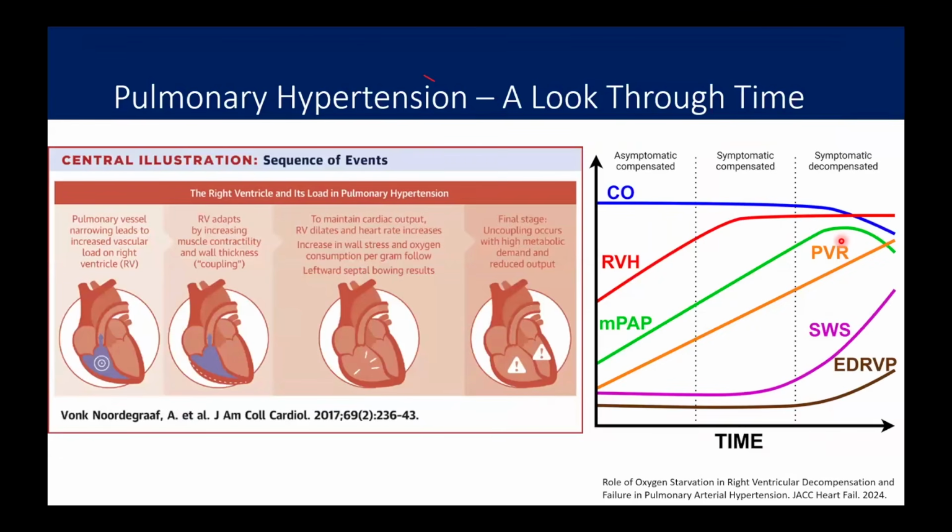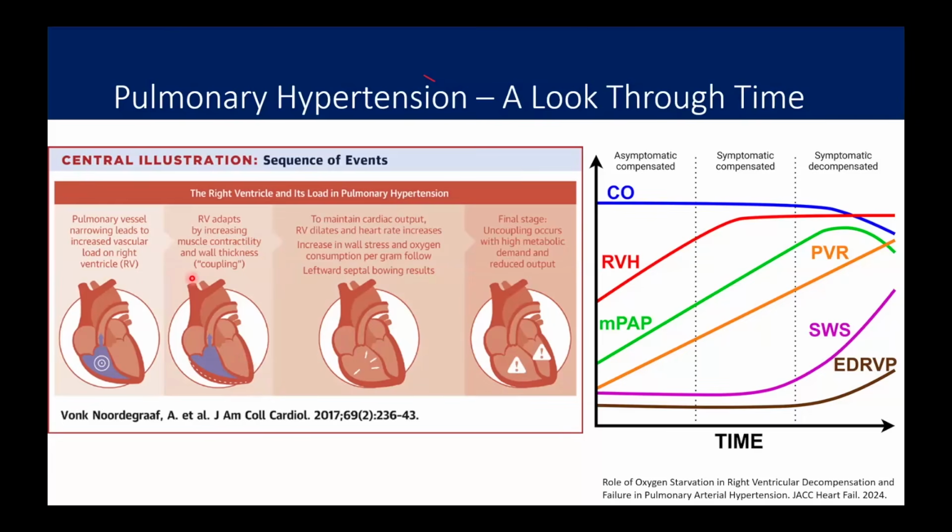So PH is fundamentally a disease of increased RV afterload. Okay, because the RV is thin-walled and normally ejects into a low resistance circulation in the lungs, it's very sensitive to increases in pulmonary vascular resistance and pressure. So in chronic pulmonary hypertension, the RV initially adapts through hypertrophy and increased contractility. And by doing so, you maintain what we call the right ventricle pulmonary artery coupling and forward flow.